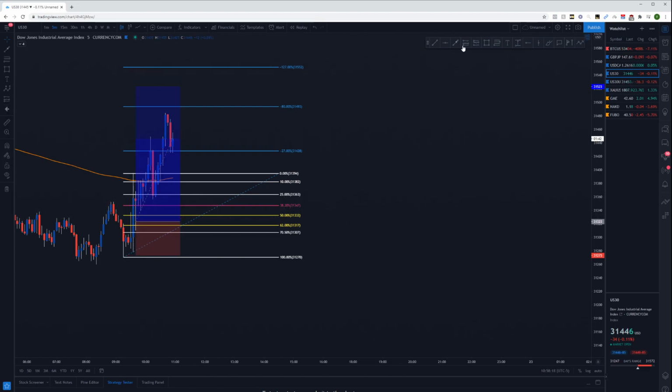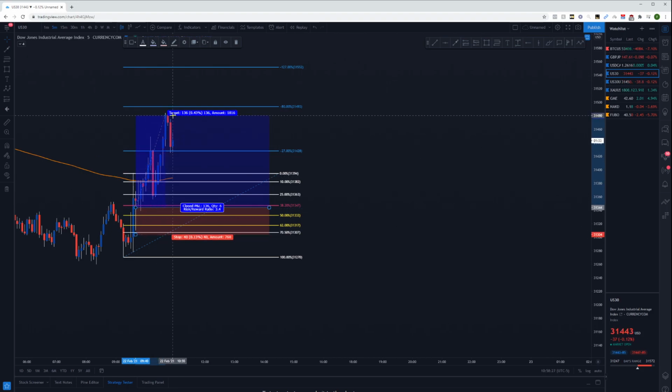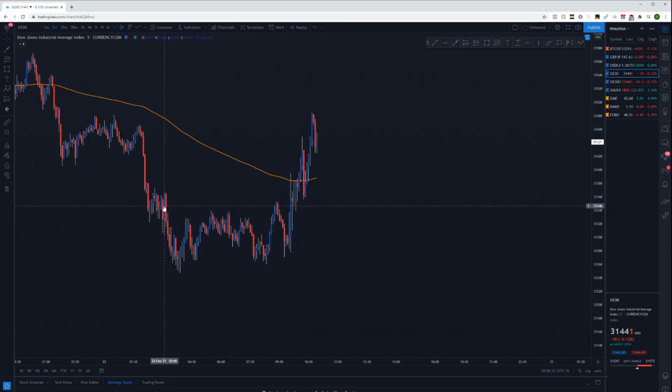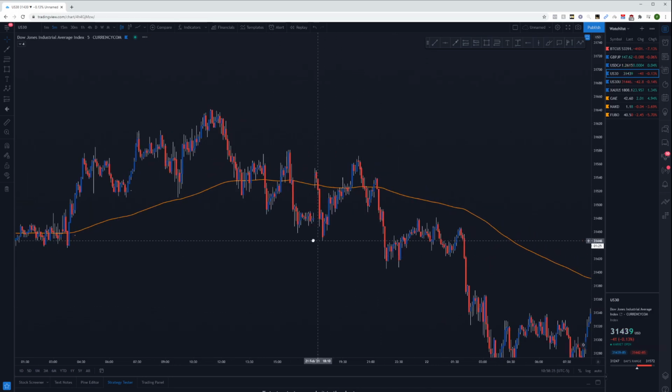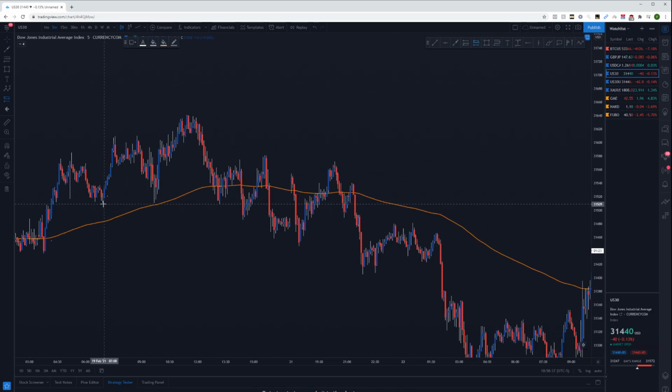So even if you would have entered, let's just say right here, you still would have had a crazy push to the upside, 136 pips or 1,300 pips, whatever you want to call it. That's just one little scenario, right? Let's just see right here. Here's another example. All right.